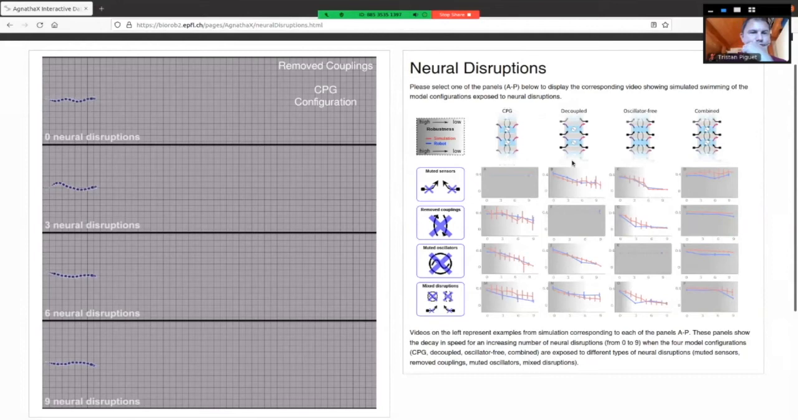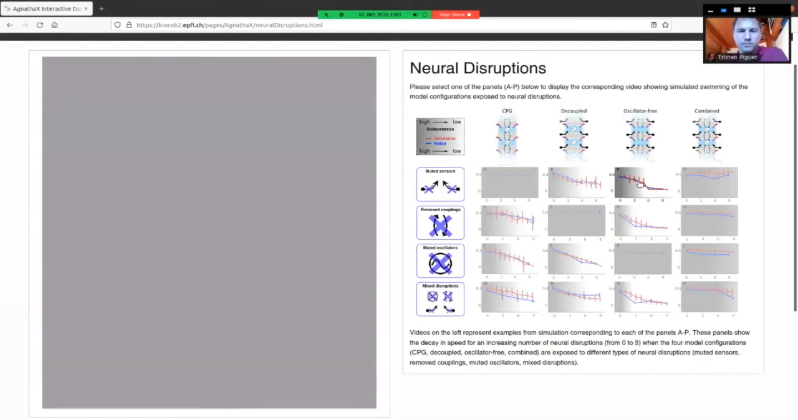So let's start with, for instance, the decouple, where we can see in the top videos that when we have zero neural disruptions, of course, we are swimming. And when we go low, we can see that the speed is reduced. The speed is the left axis in all our results. So the speed is reduced, but it can still swim. So now let's go to oscillator free.